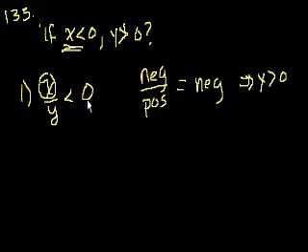Just based on the fact that you have a negative, that is telling you that a negative divided by y is still negative, right? This whole thing is still negative, so y has to be a positive.